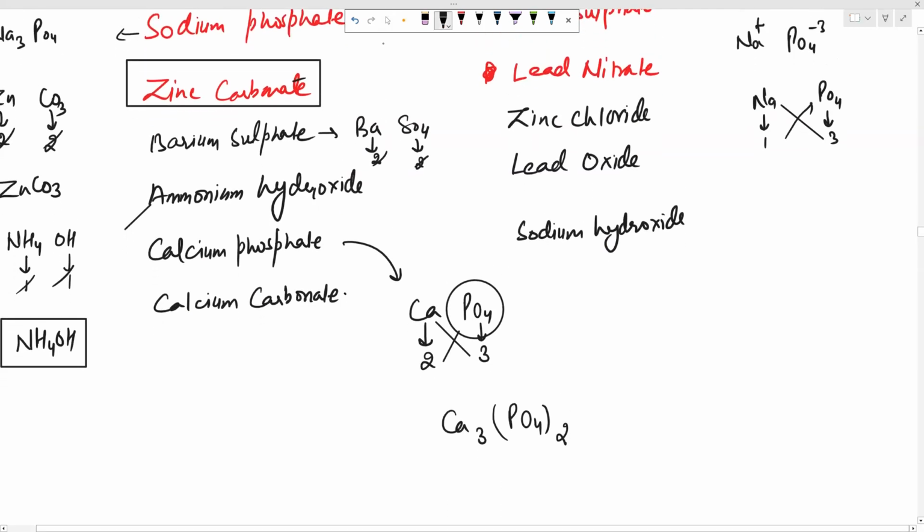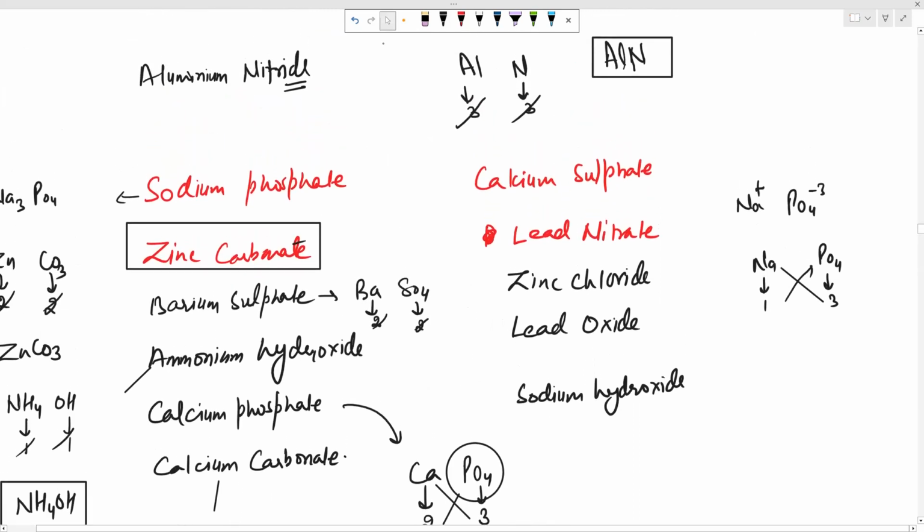Now calcium carbonate. Ca is 2 and carbonate is also 2. So it will be CaCO3. Similarly, calcium sulfate: calcium is 2 and sulfate is also 2. It will get cancelled out. You will get CaSO4.